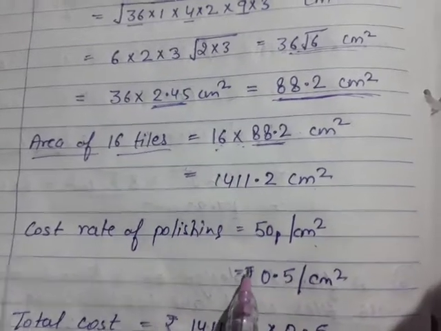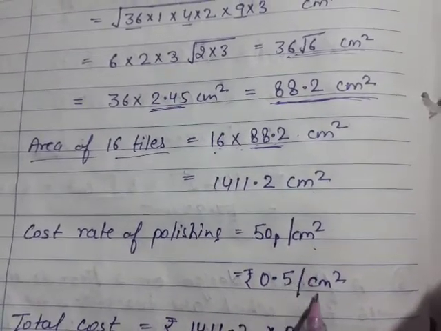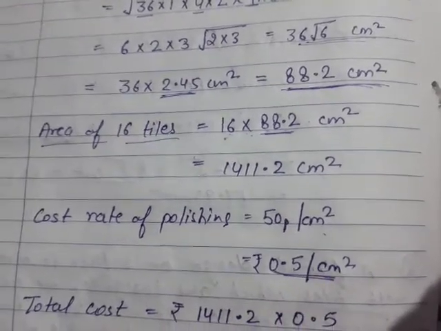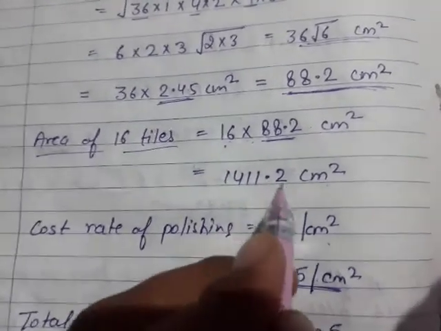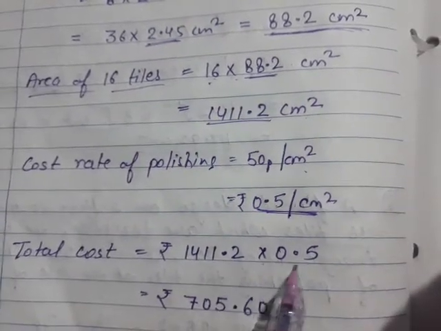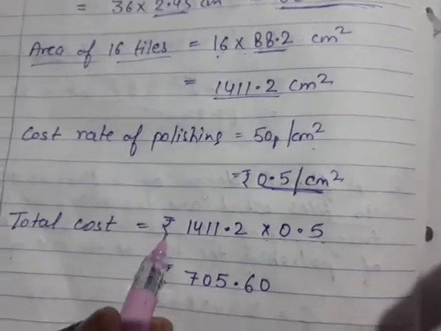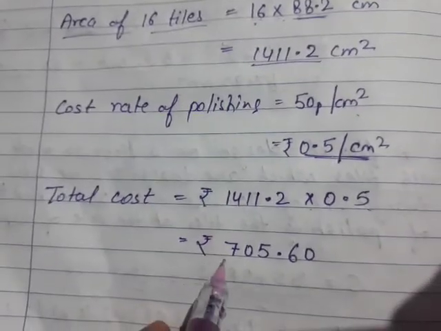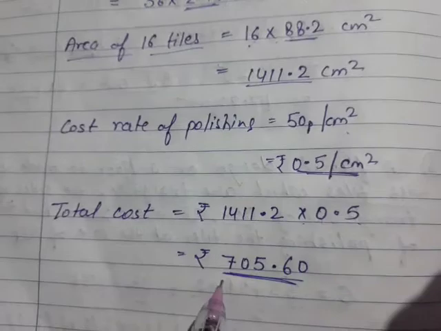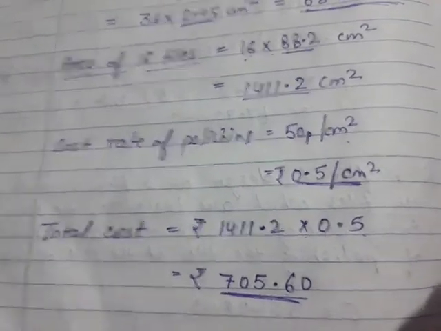Now the cost rate of polishing is 50 paise per centimeter square. We can write rupees 0.5 per centimeter square. It is the cost rate. So for the total cost of polishing, we multiply the cost rate by the area. So 1411.2 multiplied by 0.5, the cost rate in rupees. So we get rupees 705.60 as the total cost for polishing the 16 tiles.